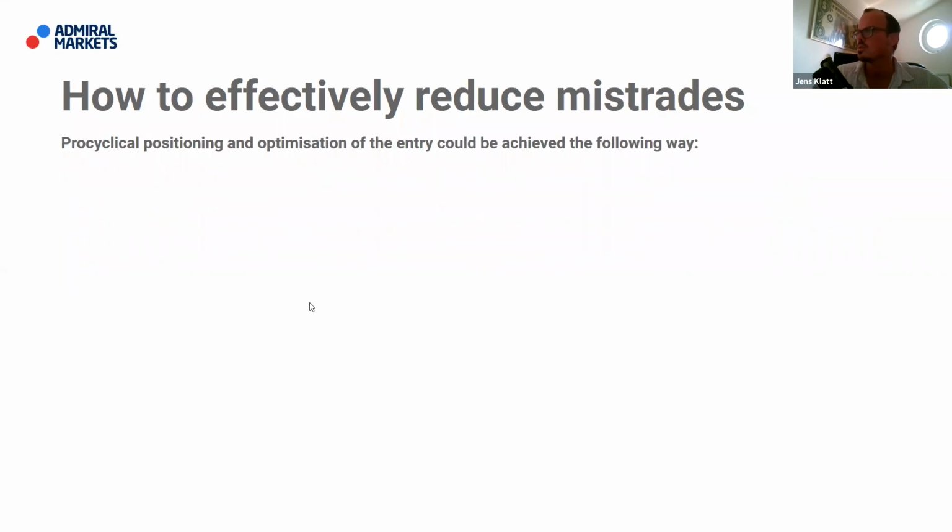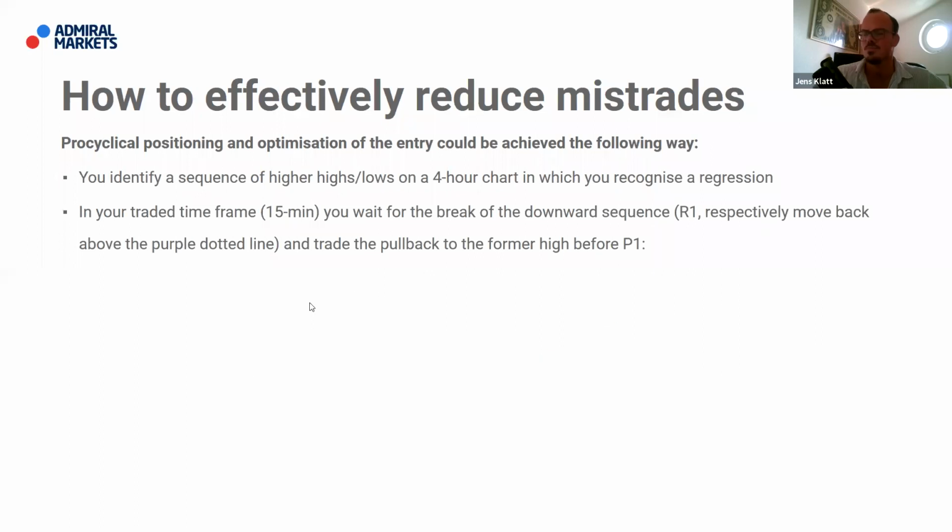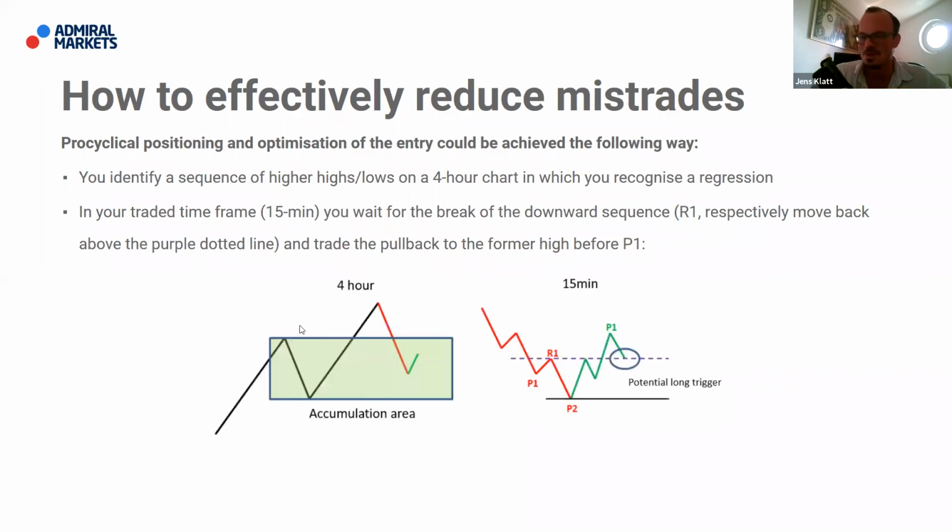So now, in our traded time frame, we wait for the break of the downward sequence to happen. It's R1, respectively a move back above the purple dotted line. I trade the pullback to a former high before P1. Simple, right? No. So I have a picture for that.